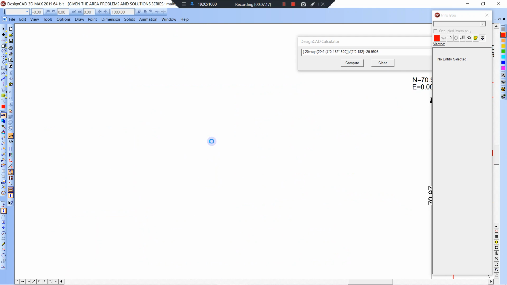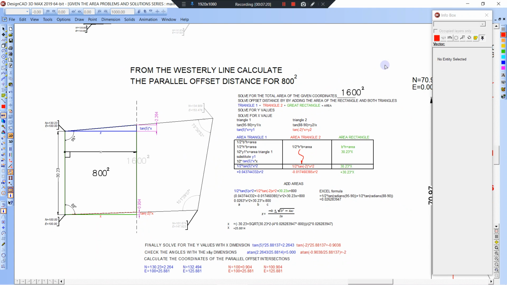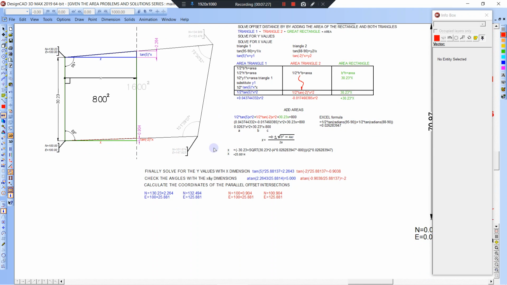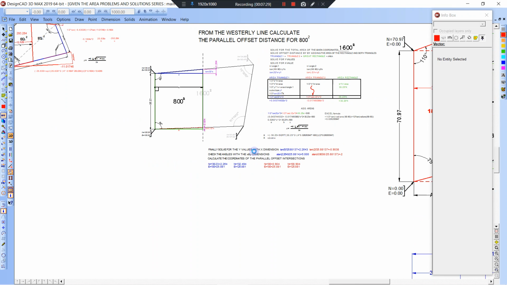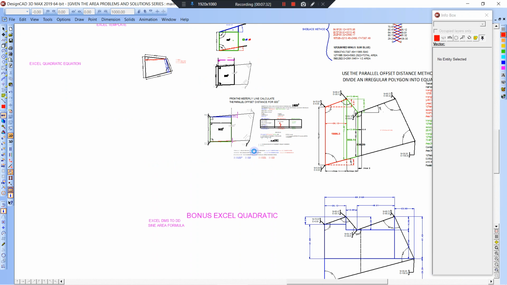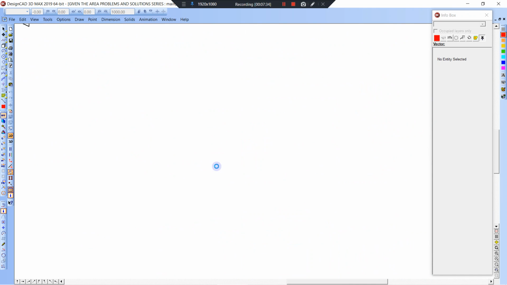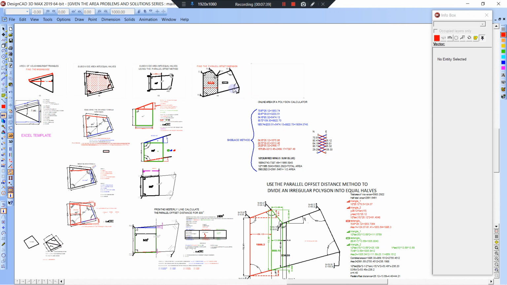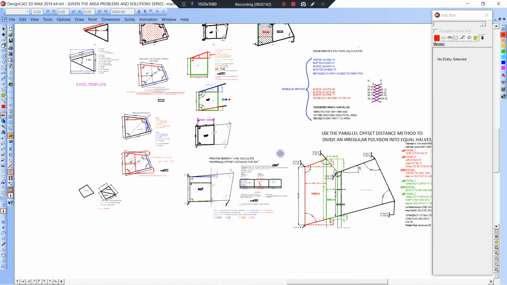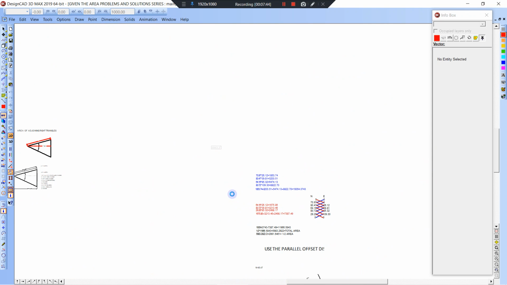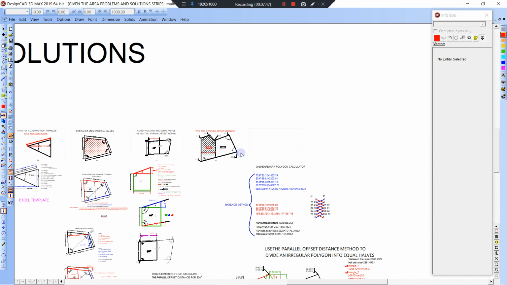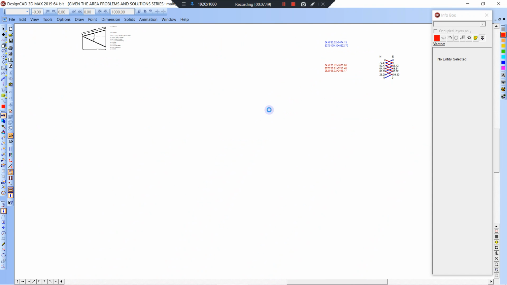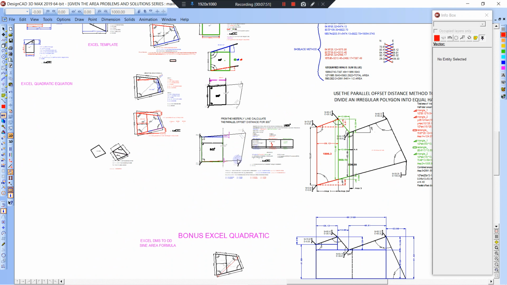So this is chugging out every step. Solve for the total area of the given coordinates, and that's 1600. I thought I gave it, maybe it's in the next video. Okay, so here I did the shoelace method on this one, so I'm going to leave that alone. That goes to this one. So it's a very, very efficient way to get the quadratic equation in Excel using coordinates.